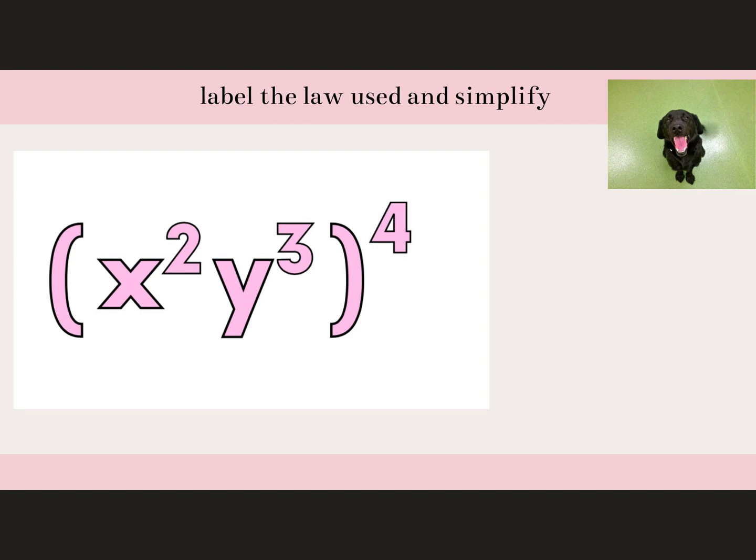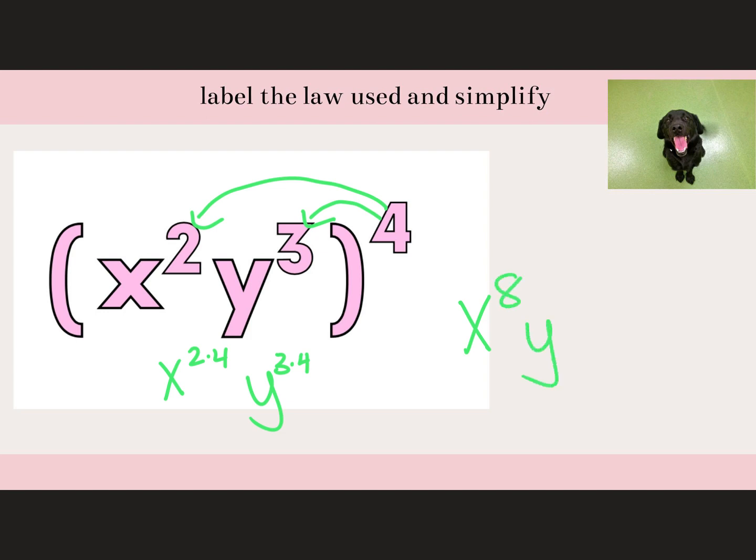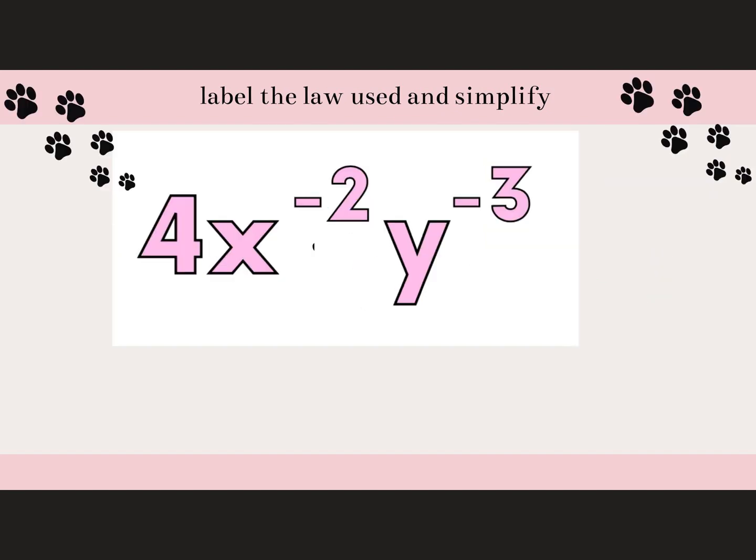So on this problem, the law that you should have used was the power to a power exponent rule. Remember, the power to a power exponent rule says we are going to multiply these exponents. I consider it as we're just sort of distributing, just like you've done when we have solved equations. So I have x to the 2 times the 4th, y to the 3 times the 4th, and I simplify that down. So I'm left with x to the 2 times 4 is 8, y to the 3 times 4 is 12. Final answer. So go ahead and pause the video and try this one.